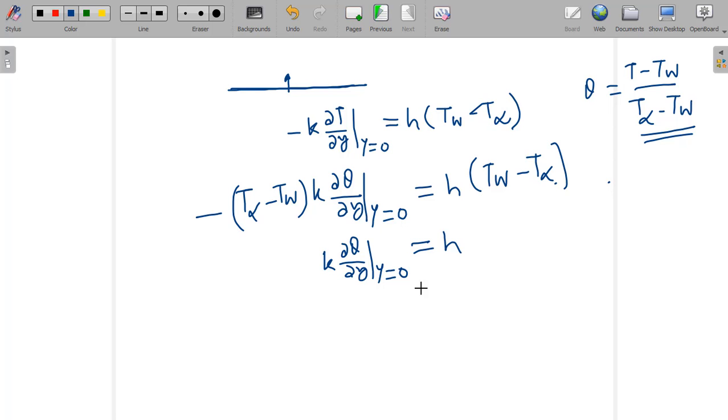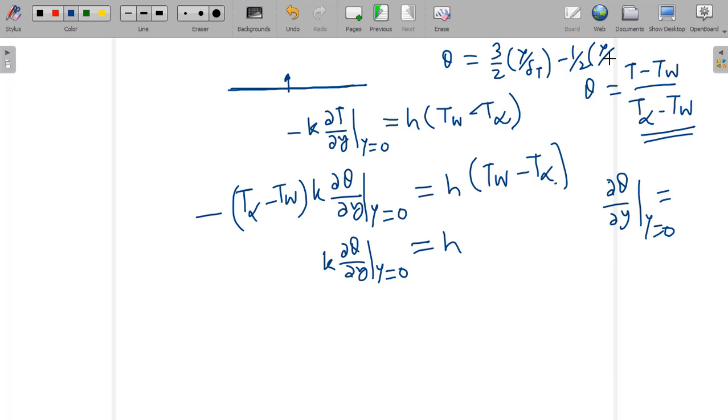Okay, and now already we know the expression of theta. So del theta del y at y is equal to 0, we know from the approximate profile, that theta is equal to 3 by 2 y by delta t minus half y by delta t whole cube. So del theta del y at y is equal to 0 is nothing but 3 by 2 delta t.